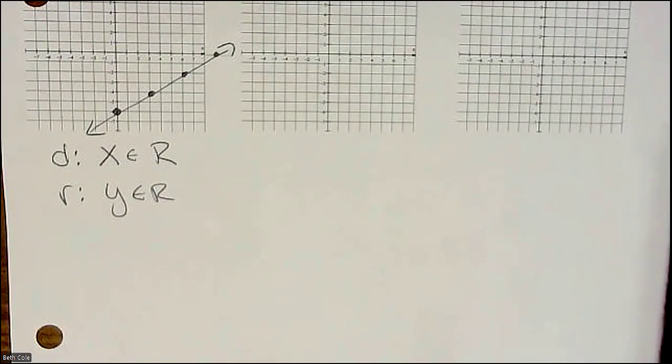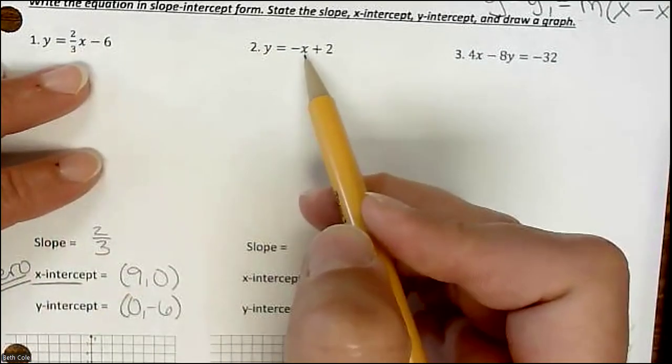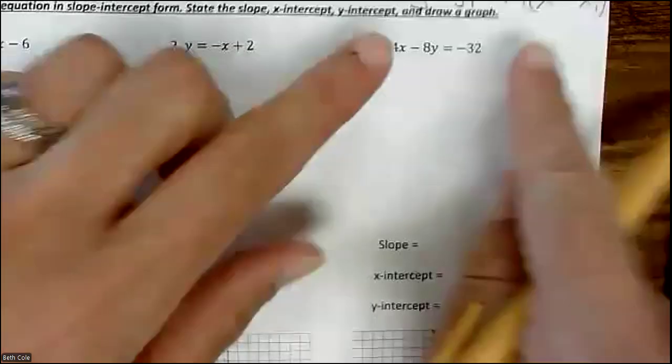Now, I'm not going to be able to do every single question on here. I want you to have time to do your classwork. So since number 2 is practically the exact same thing as number 1, it's already in slope-intercept form, I'm going to skip that one. Let's look at this one.